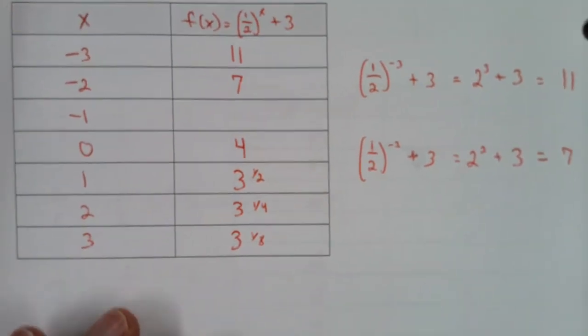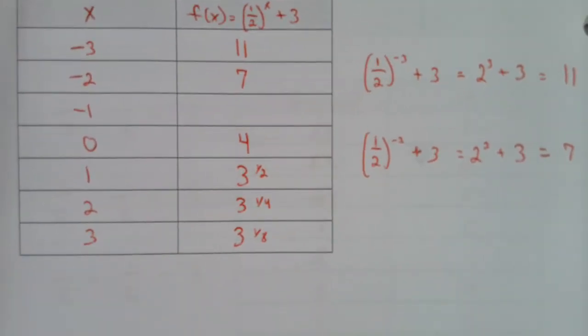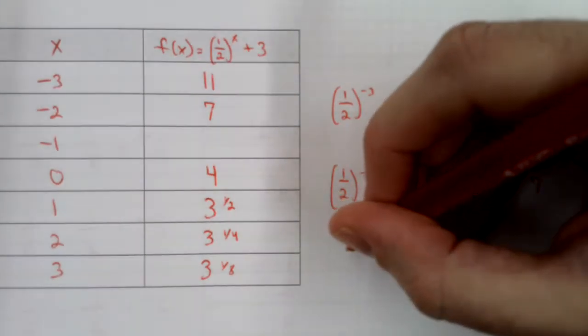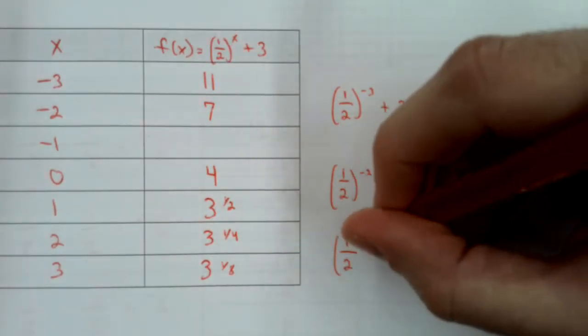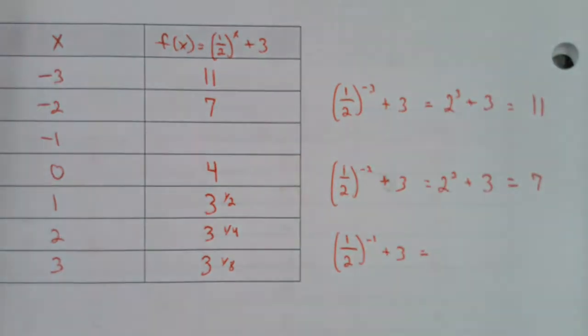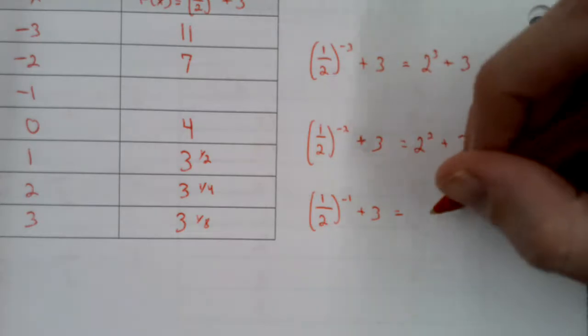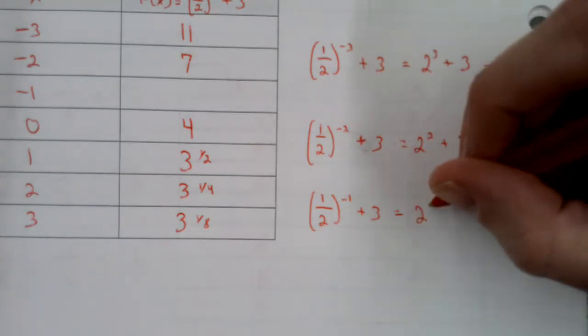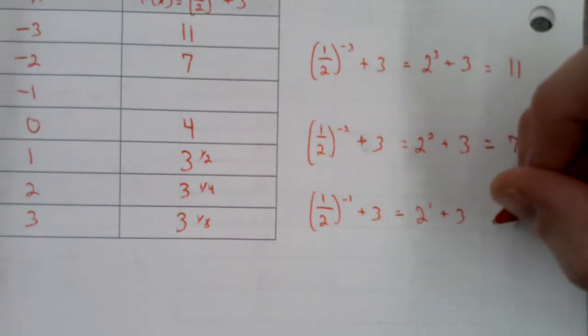All right, now the last one is 1/2 to the -1 power plus 3. Think of 1/2 to the -1 as 2 over 1 to the positive 1 plus 3, which is 5.